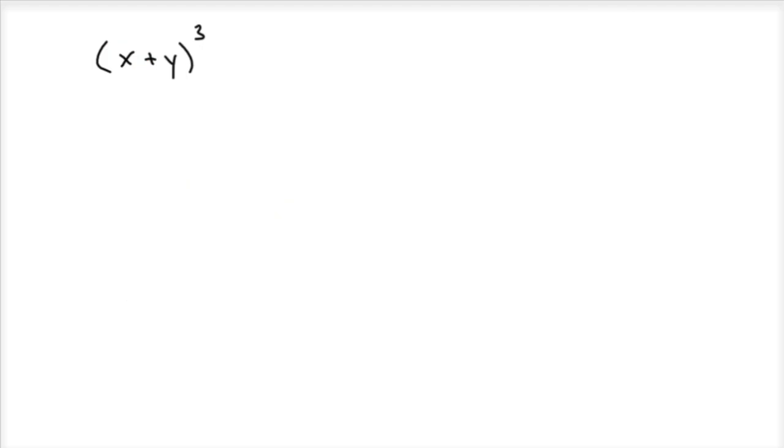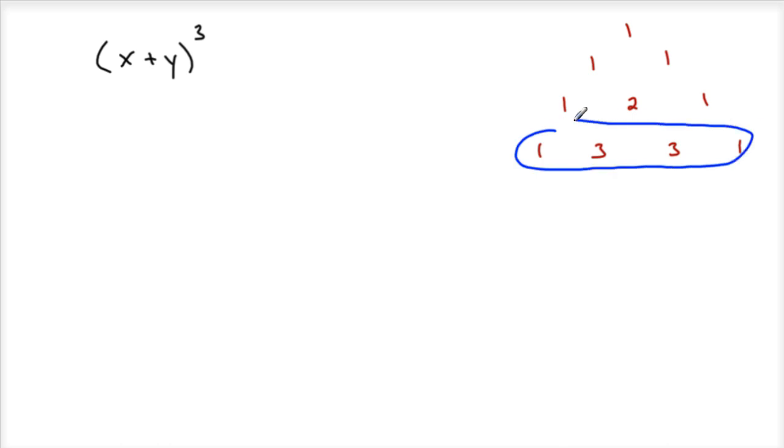Let's try one with a cubic. So this is x plus y cubed. Again, I'm just going to quickly draw a Pascal's triangle for myself here, and I'm going to stop here on row 3. So these are the coefficients I'm going to use: 1, 3, 3, 1. And again, I'm using row 3 because my binomial is cubed.